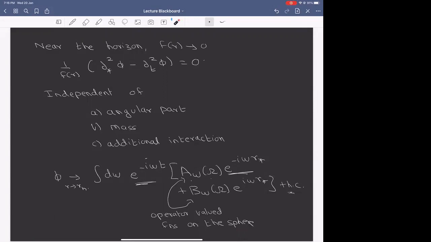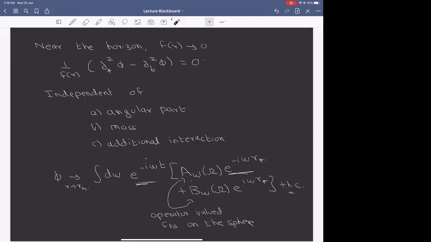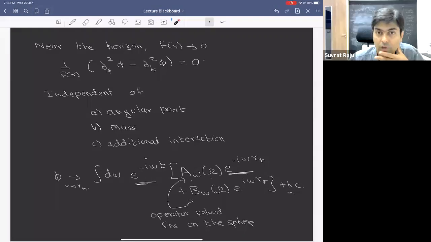Okay. I'll expand them in modes in a minute. Yeah, there's actually a final question in the chat, which I think is related to point C in this. But anyway, if you have interaction terms like phi to the 4, they also do not matter.